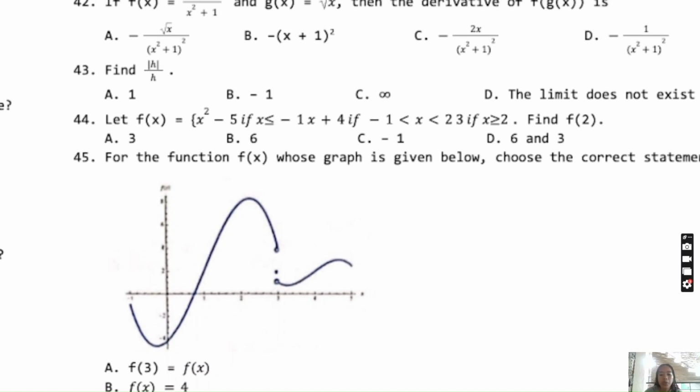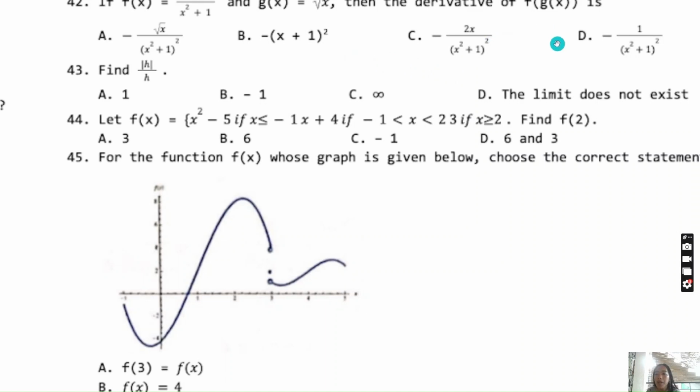So the number 42, if function f of x is equal to 1/(x squared plus 1) and g of x is equal to the square root of x, then the derivative of f of g of x is, the correct answer is letter D, which is negative 1 over x squared, the quantity of x squared plus 1 squared.